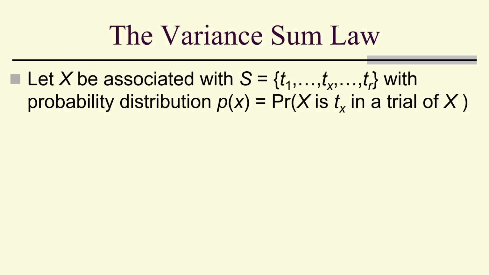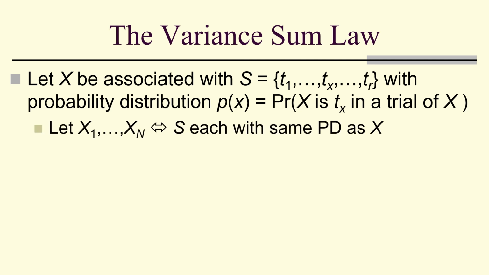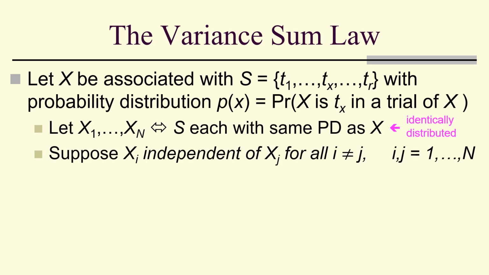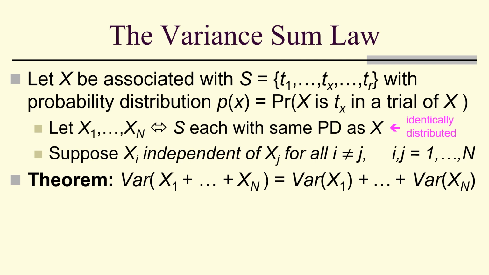So the variance sum law in general says if you've got X associated with some sample space and a probability distribution, and if X1 to Xn are also associated with X with the same probability distribution as X, in other words, they're identically distributed, and if X sub i is independent of X sub j for all i not equal to j, which means they're independently distributed, we get this theorem. The variance of the sum is the sum of the variances.